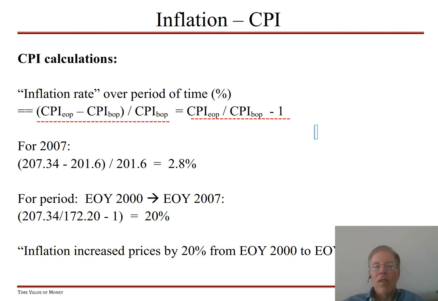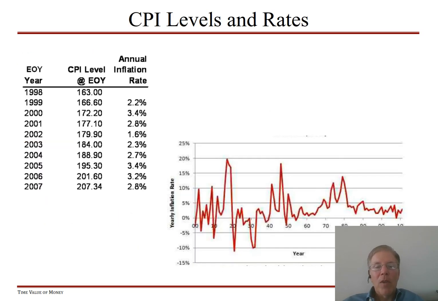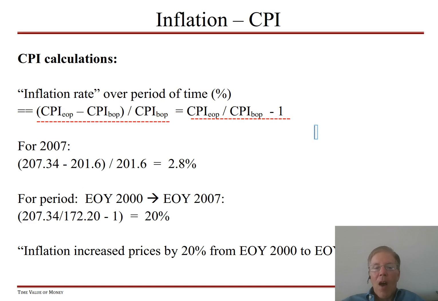So we take 207 minus 202 over 202, and we get 2.8%, and that better be the number that we have here for 2007. Yes, it is 2.8%. So that's looking good. Okay, we can also go for more than 1 year at a time.